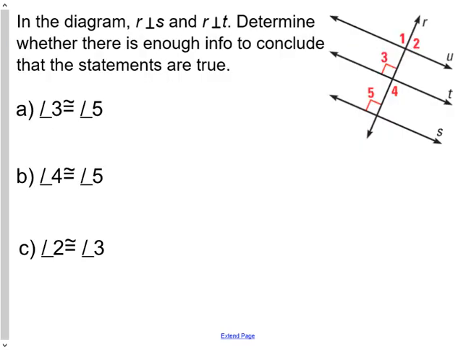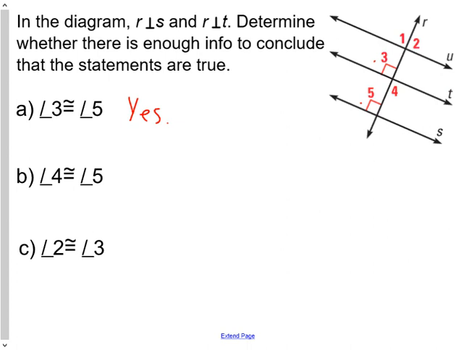Next, in the diagram, R is perpendicular to S and R is perpendicular to T. Determine whether there's enough information to conclude that the statements are true. So, angle 3 congruent to angle 5, right? Do you see that they're right angles? We check. Right angle, right? So this one is yes. There's enough information.